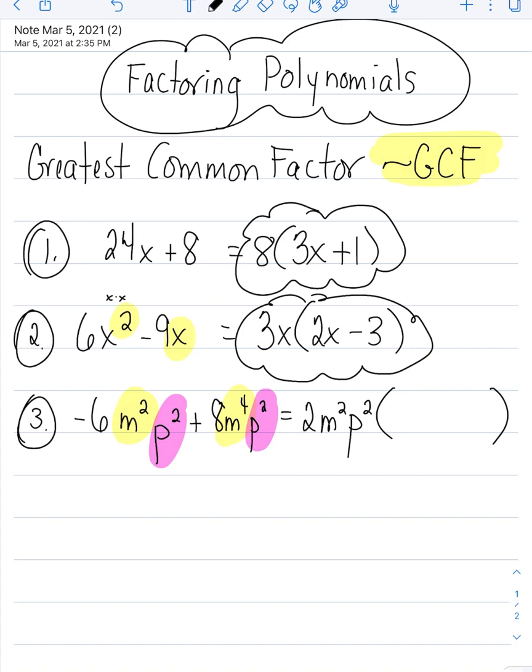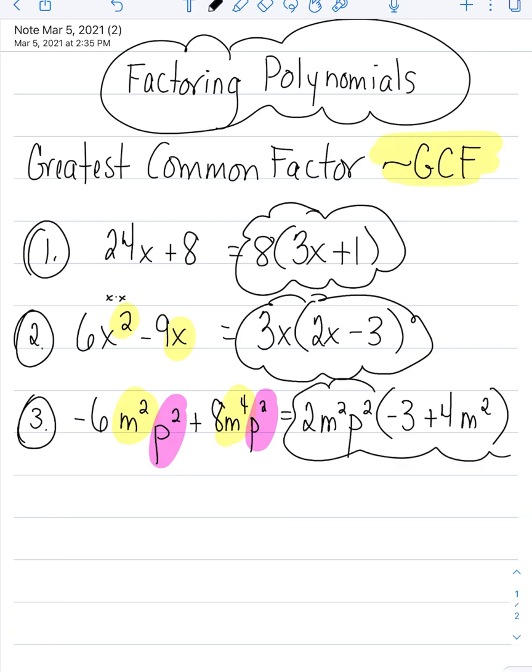So negative 6 divided by 2 is negative 3. I had 2 m's. I factored 2 m's out, so there are no m's left inside the parentheses. P squared, I had 2 p's. I factored out 2 p's, so again, there are no p's left. Now let's look at our next term. 8 divided by 2 is positive 4. I had 4 m's and I factored out 2, so I'm left with 2. I had 2 p's, I factored out 2 p's, so there are no more p's left inside the parentheses.